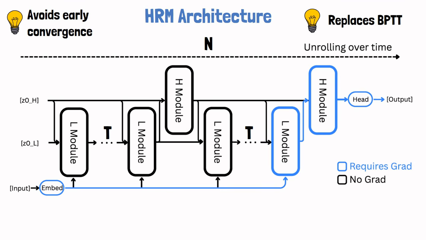Instead of backpropagating through all t steps of the low-level module and all n cycles of the high-level loop, it only updates parameters based on the current step's computation, colored in blue in this drawing. This has 2 big benefits. One is that no matter how many reasoning steps we have, memory stays the same. Second is training stability, since it avoids exploding or vanishing gradients from long backpropagation chains.